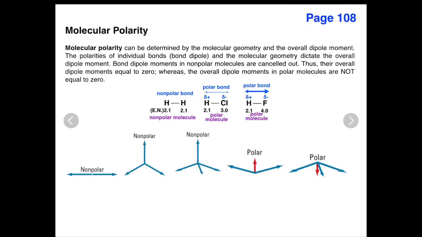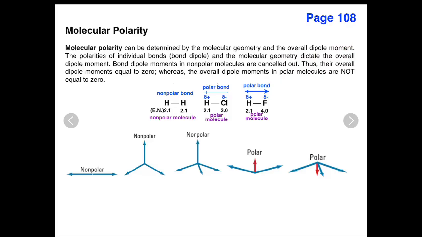In this video, we are going to focus mainly on molecular polarity, which is the polarity of the whole molecule. The molecular polarity can be determined by the molecular geometry that we learned from the previous video, and also the overall dipole moment. So this is what we are going to take a look at, the overall dipole moment.